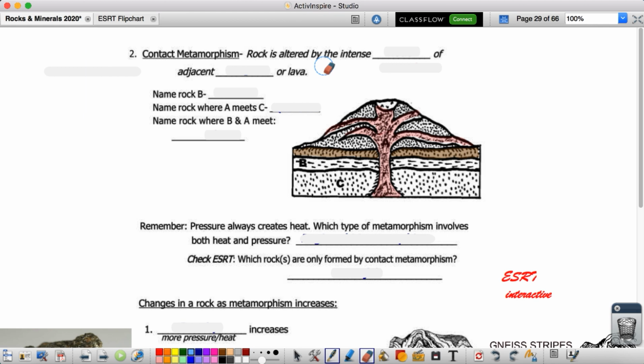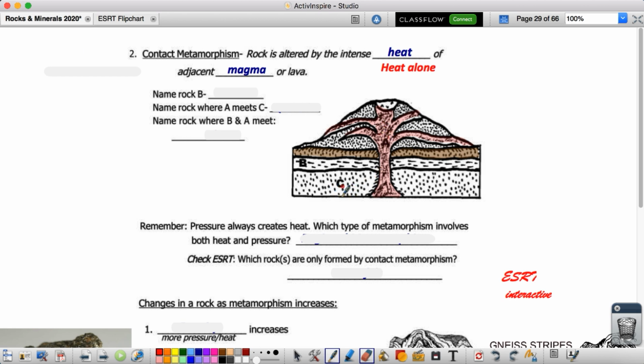Now, that's when the rock is altered by the intense heat, and I mean heat alone, no pressure, of the adjacent magma or lava that's next to it, it's in contact with. Okay, so let's think about this. Let's analyze how this works. A represents magma coming up from in the earth, tremendously hot stuff.